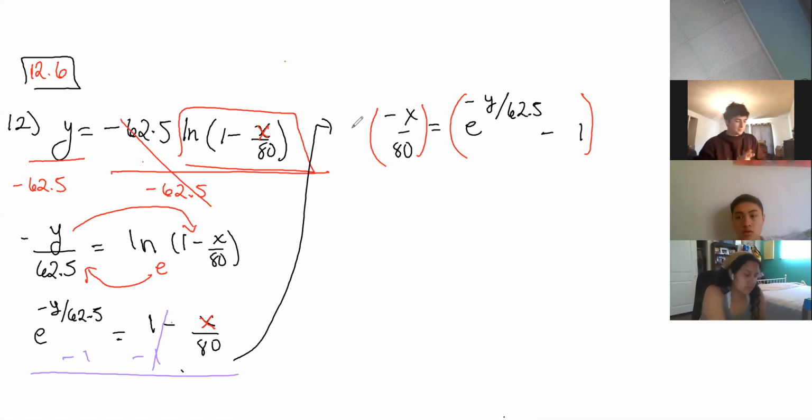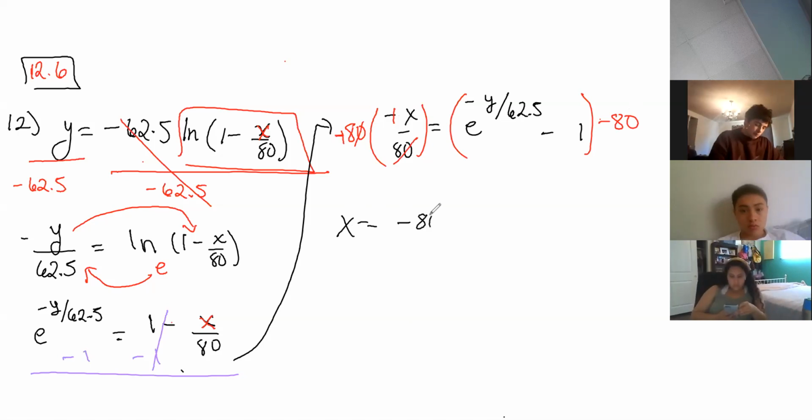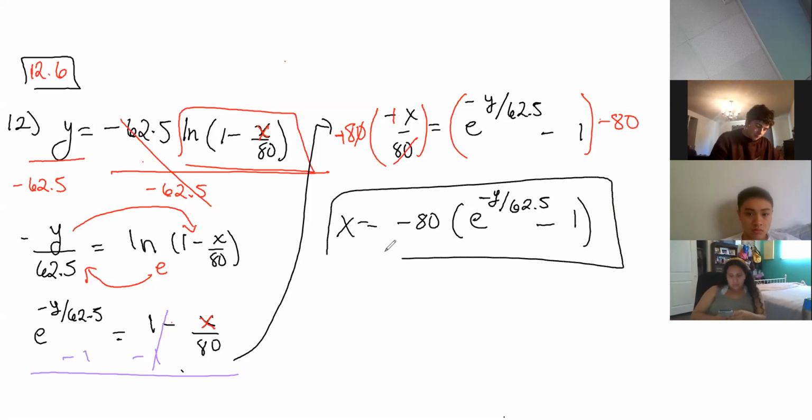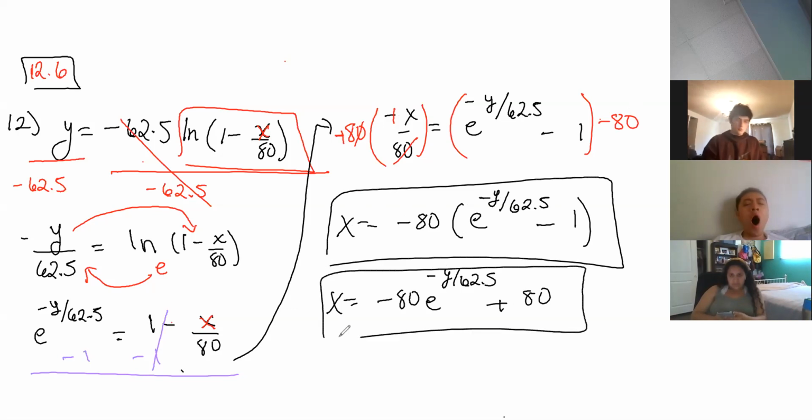80. Are you guys okay if I do negative 80 to get rid of the negative sign? That's what you're supposed to do. Okay. x equals negative 80 times parentheses e to the negative y over 62.5 minus 1. And there's your answer. If you wanted to, you could distribute: negative 80 e to the negative y over 62.5 plus 80. Either answer, you do not have to write both of them.